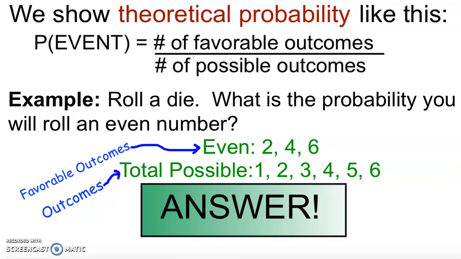Theoretical probability looks like this: favorable outcomes over total outcomes. So as I showed you in an earlier example, what's the probability that you'd roll an even number? Our favorable ones, there are 3. My total ones that I have are 6. So it's 3 over 6, and that reduces to 1 over 2.